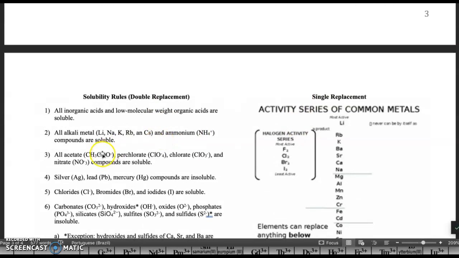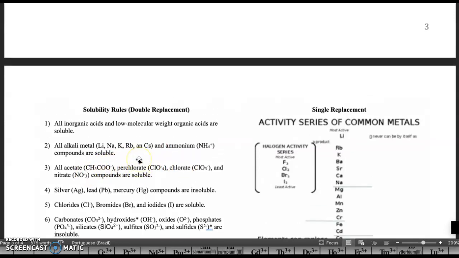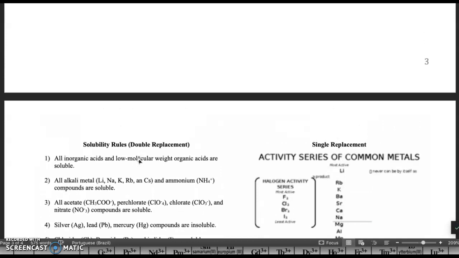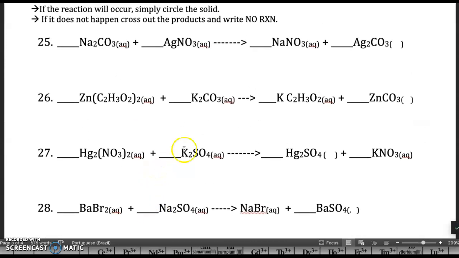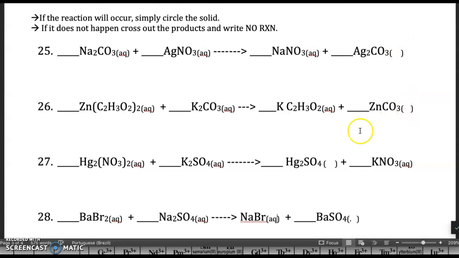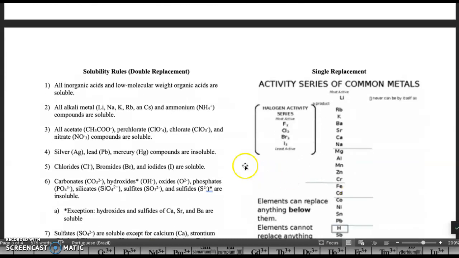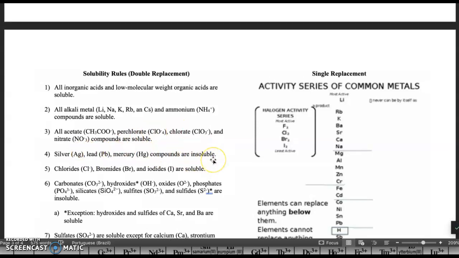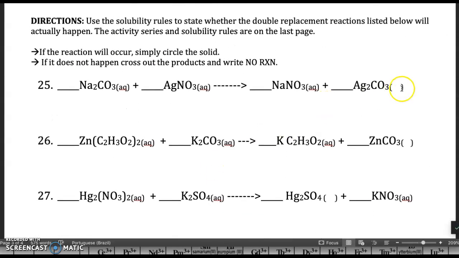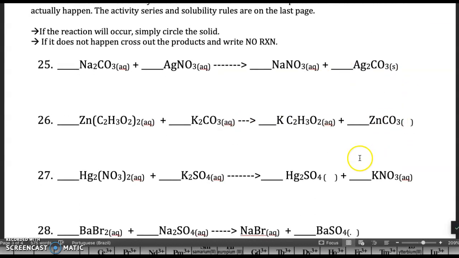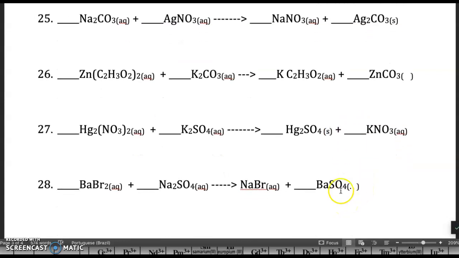And next, it says acetate, perchlorate, chlorate, or nitrate compounds are soluble. So I'm looking for any of those. That's not NO3, not NO3, not NO3, not NO3, so that doesn't actually help me. Silver, lead, and mercury compounds are insoluble, so these are solid. So if I see silver, which I do here, that is solid or insoluble. I see mercury right here, that's solid or insoluble.